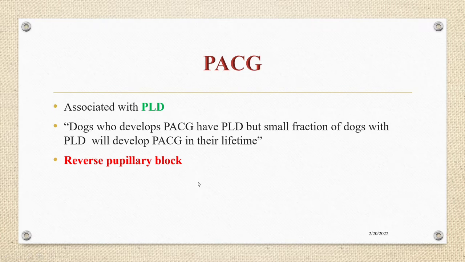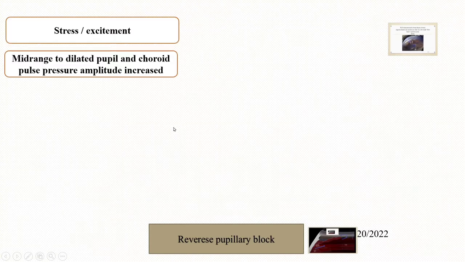To understand pectinate ligament dysplasia and the pathogenesis of primary angle closure glaucoma, we need to learn about reverse pupillary block, which is an important pathomechanism and is responsible for the further staging of primary angle closure glaucoma. Now coming to the mechanism: whenever there is stress or excitement, obviously there will be sympathetic tone in the pupil, which leads to dilatation of the pupil from mild range to dilated.